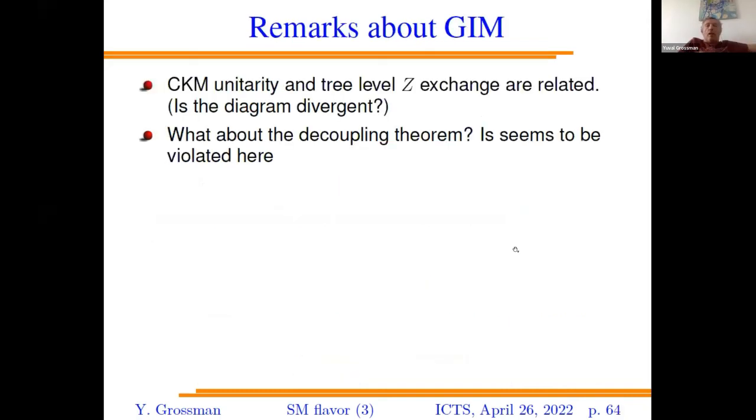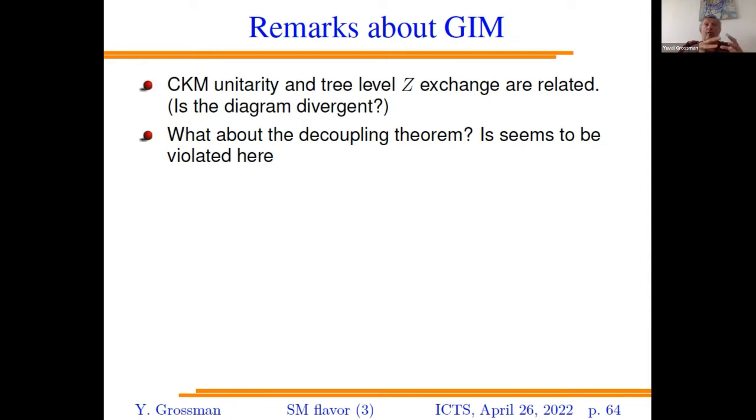Okay, so I want to give a few remarks about the GIM mechanism. The first one is the fact that we have CKM unitarity and the tree-level Z exchange are related. And the tree-level Z exchange was something that I was just telling you why we don't have. However, if we add more quarks to the standard model, then the CKM becomes non-unitary, okay? Because you have something going in the loop. And then the situation is much more complicated. In particular, all those divergences are much more complicated.